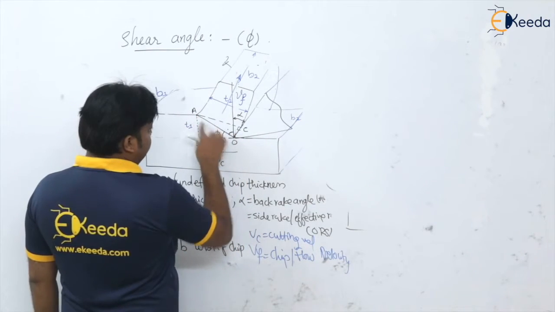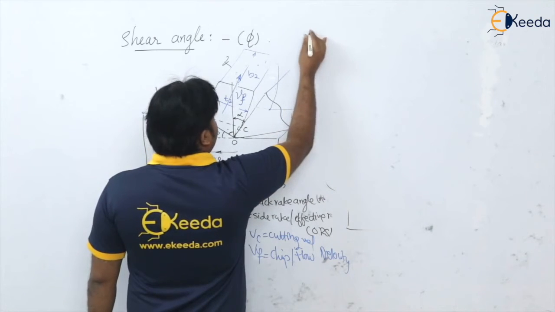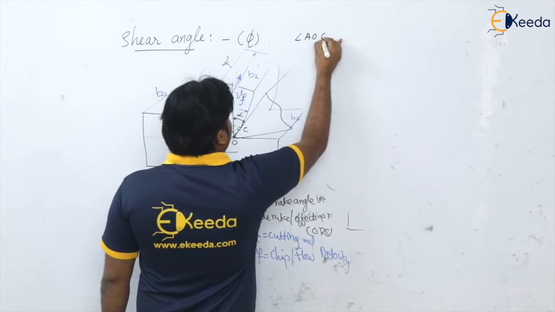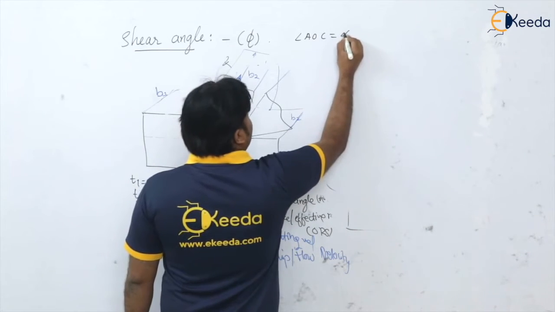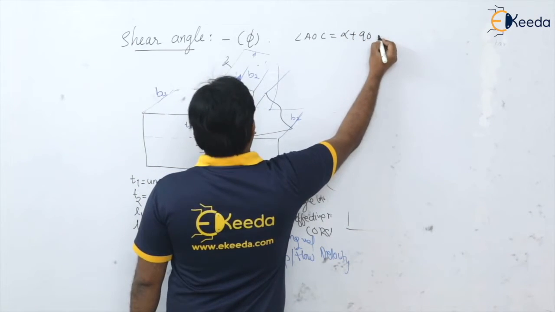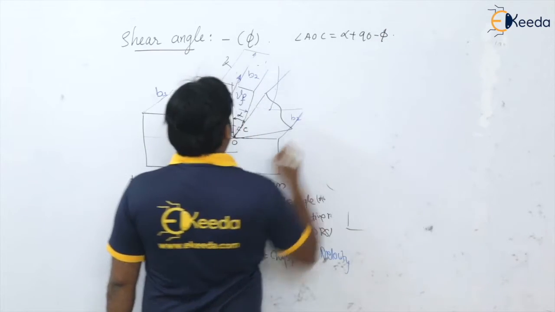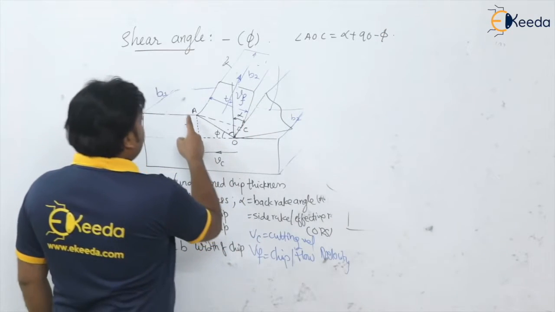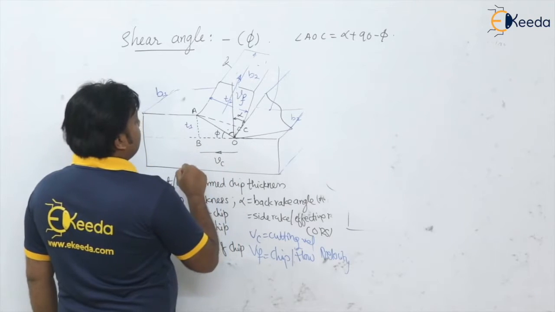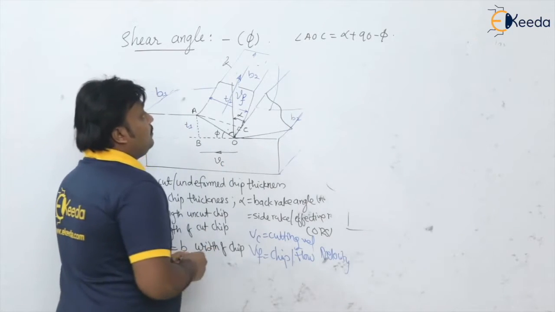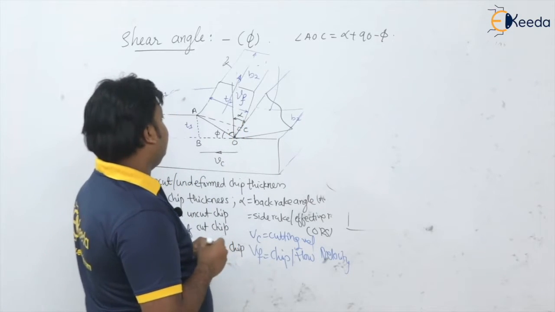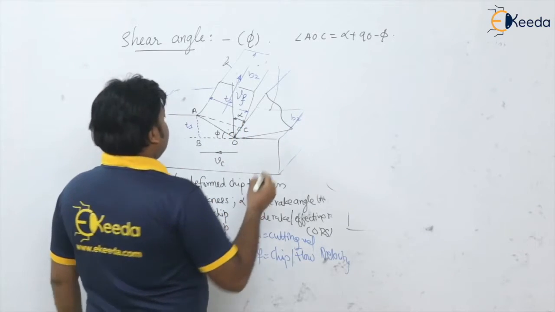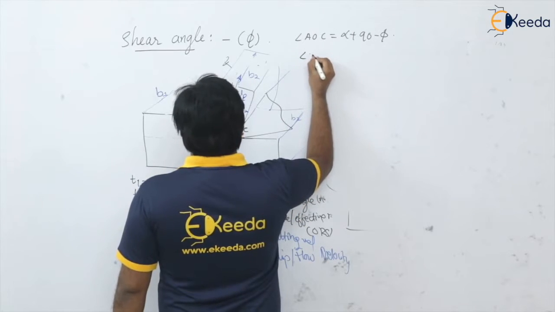So what is the total angle AOC? This angle AOC will be alpha plus 90 minus alpha. So you get this angle AOC as the rake angle alpha plus 90 minus alpha. Now tell me, what is this angle OAC?